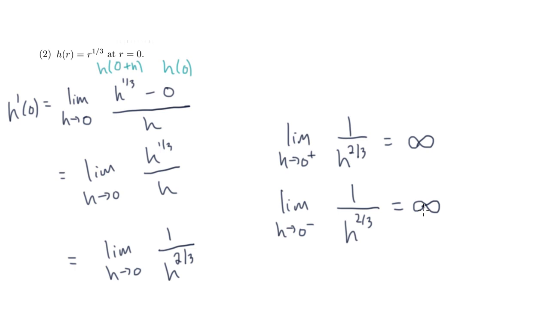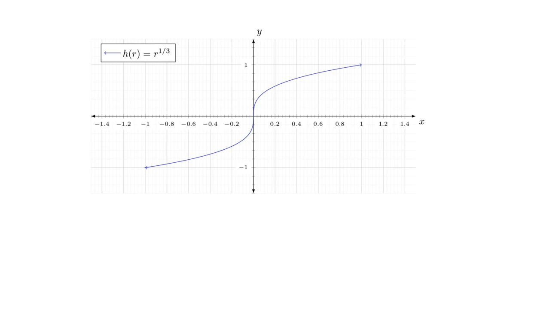So actually in this case, now we're getting that the slope of the tangent line is undefined, but there's a consistency from the left and the right. So the limit from the left is infinity, the limit from the right is infinity, and what we'll see when we look at the picture is that this is a vertical tangent. Okay, so here's the graph of the function. h of r is r to the 1/3. And here we see this vertical tangent.